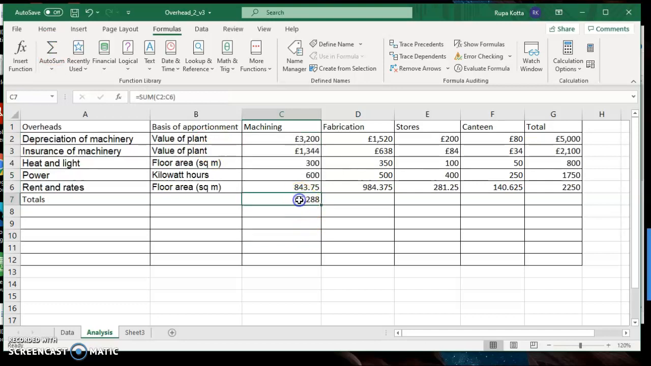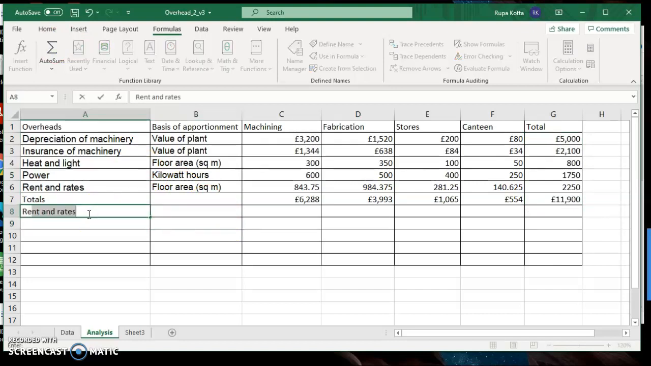So we got 6,228, then we got 3,993, then we got 1,065, and then we got 554. Then again check the total of your total column also, which is 11,900. So we want to reapportion the cost. So let's start off with the reapportionment of the canteen cost. Reapportionment of canteen department.